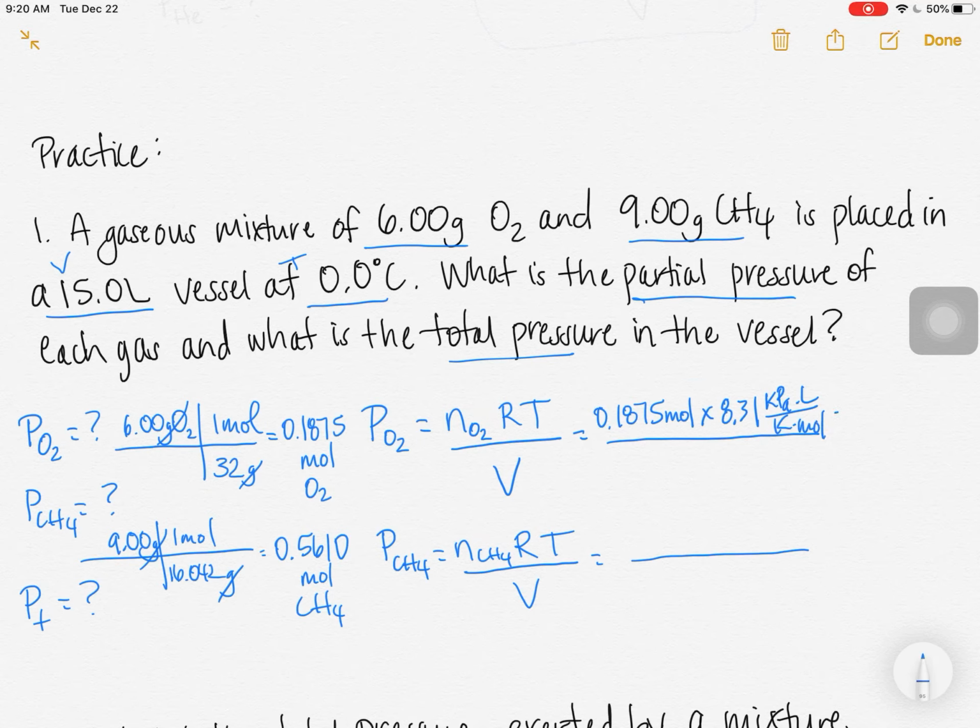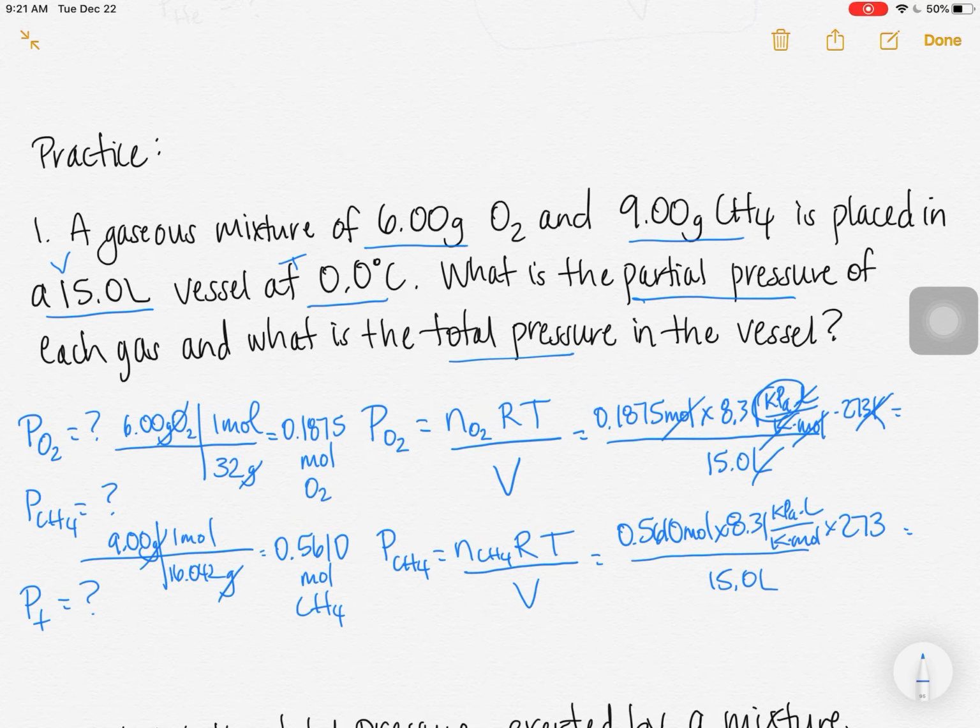Okay, and then my temperature, of course, 0, so 273 Kelvin. And then my volume was 15 liters. Look at my units. Liters cancel. Moles cancel. Kelvins cancel. I'm left with kPa. I'm going to do the same thing for my bottom problem. Notice the only thing that's different is the number of moles. So this is really just a lot of number crunching. Forgot my unit. Okay. And I'm going to have to punch this because I did not do it.